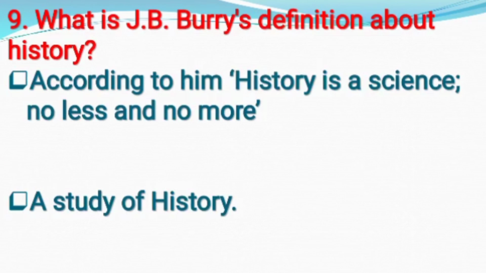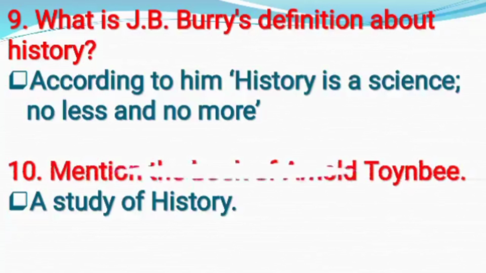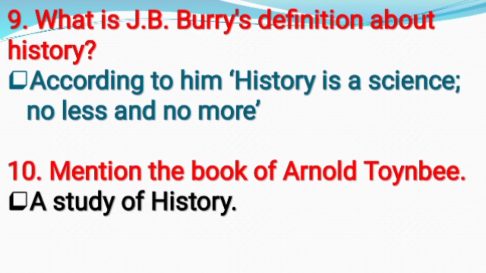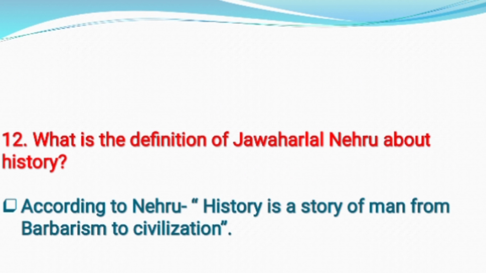Question number 10. Name the book written by Arnold Toynbee. A Study of History is a book written by Arnold Toynbee. It is an important book of Arnold Toynbee, A Study of History.